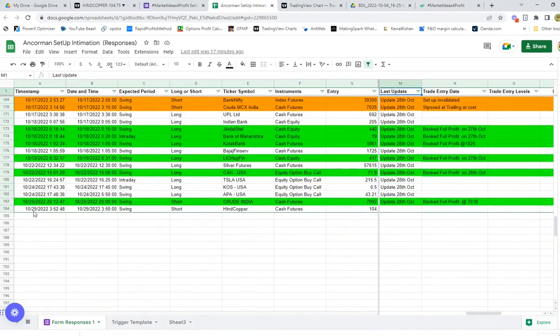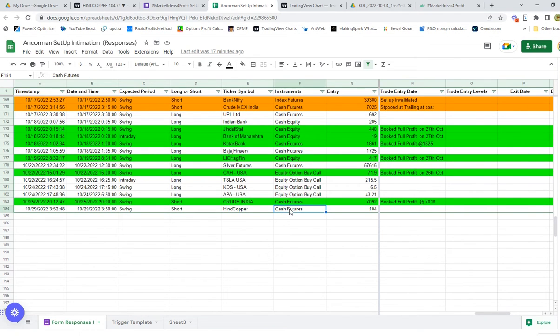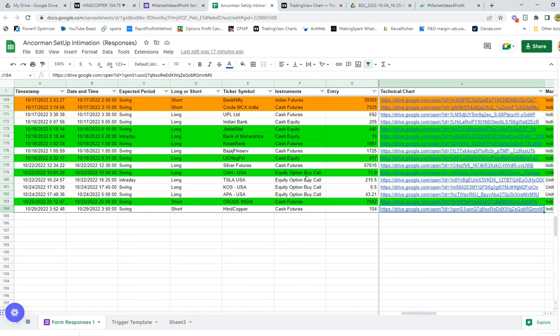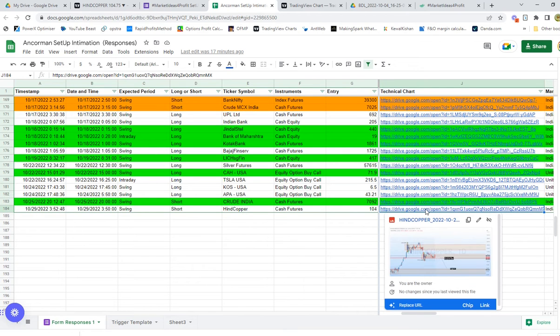So this is the 29th, which is today. I put this trade in the system at 3:52 a.m. So if you see, this is Hindustan Copper. Cash future is the instrument, and this is the entry price, 104. The stop loss is as per personal plan. The target is 91, and this is the link to the chart.